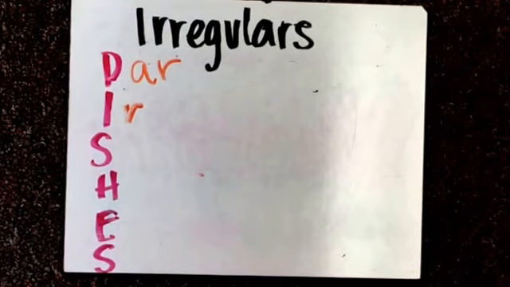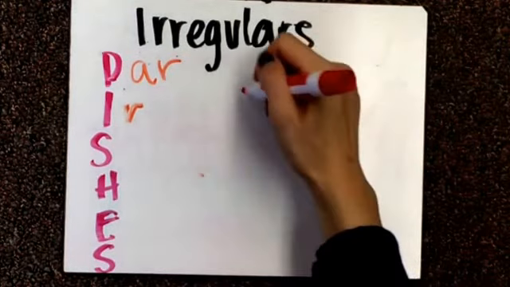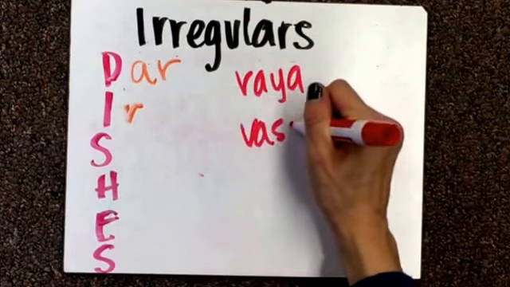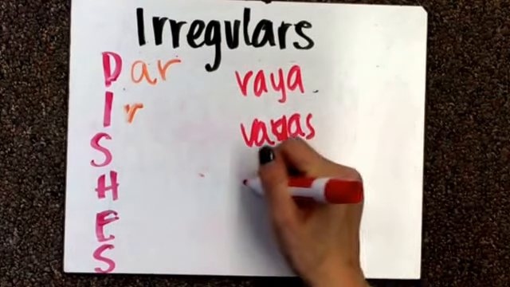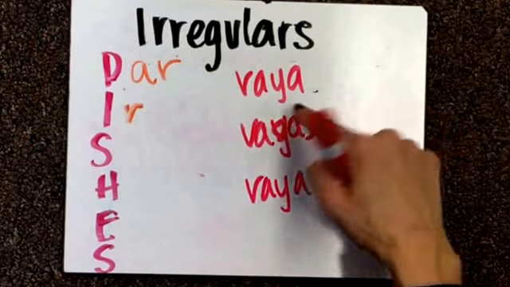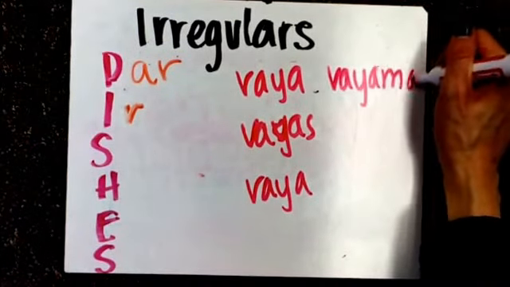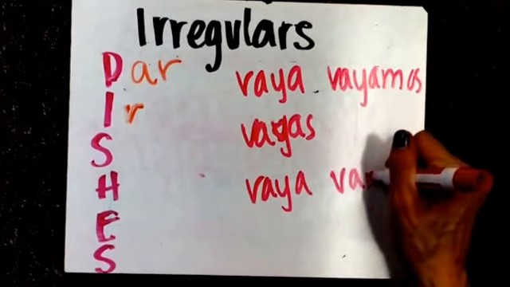Ir is very similar to the command form of the verb. We start with vaya, vayas, vaya, vayamos, and vayan.